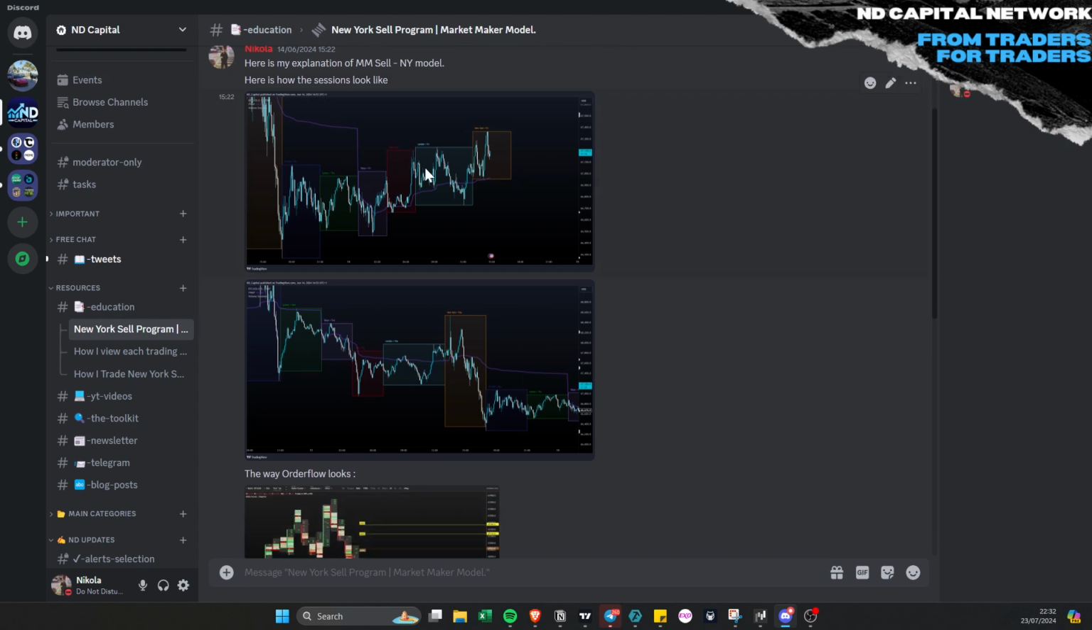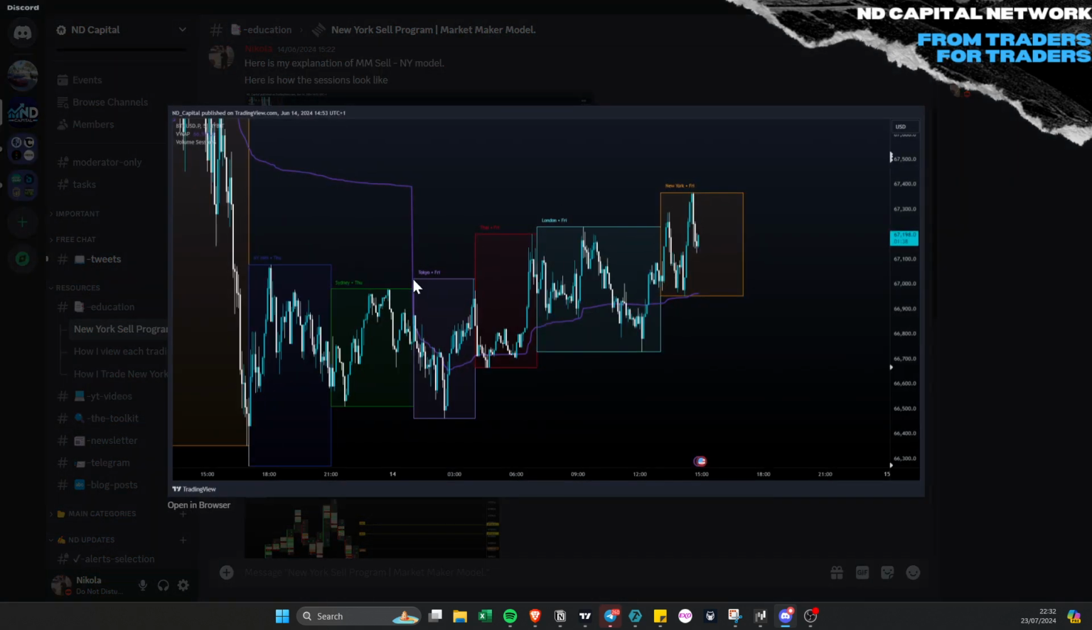So here's my explanation. In this scenario, you can clearly see you have Asia moving down, a bearish initial balance. Then you have the initial closing of the Asia session pushing up, and then London forming a range, creating a high, a higher low compared to these two, and another higher low.